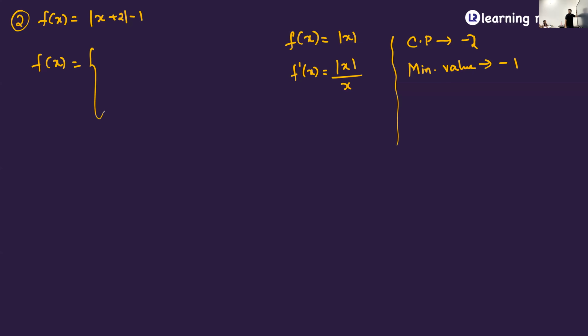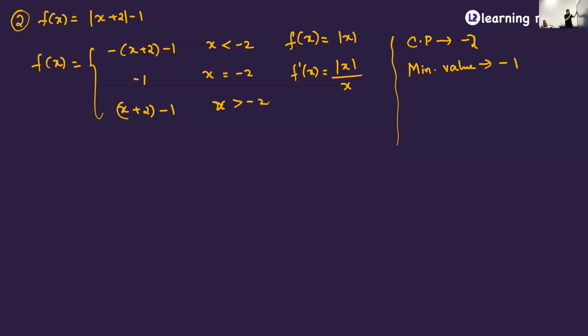F of x is equal to, tell me. So it is negative of x plus 2, minus 1, when the value of x is less than minus 2. Why less than minus 2? I need to equate, not the critical point. It has nothing to do with the critical point. It is a definition. Similarly, it is minus 1 for x equal to minus 2. It is x plus 2 minus 1 for x greater than minus 2.